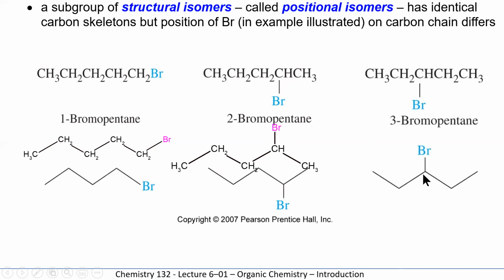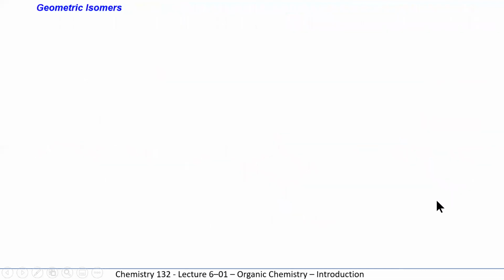And the third one shows the bromine. There's 3 possible locations where I can put bromine on a pentane chain. So we have to distinguish where the bromine is, and that is what we do in positional isomers, indicating the location of, in this case, the bromine atom. They all have the same formula, C5H11Br. So that's what makes them isomers of one another, in this case, positional isomers.